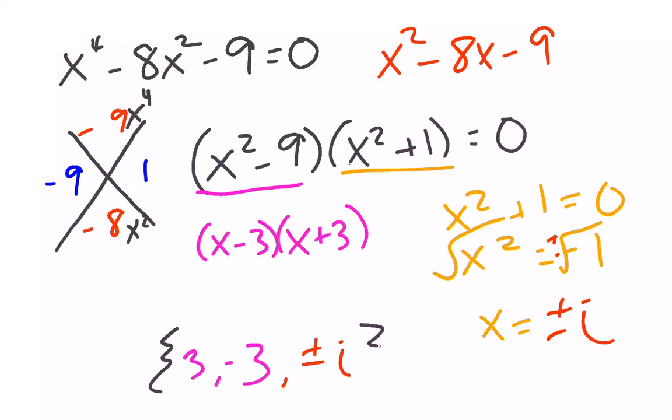Now, how can we use our brain and see that this is what's going to happen? Well, look at your graph. Did it cross at +1 and -1? No. So if it doesn't cross your x-axis at +1, -1, that means you did something wrong.